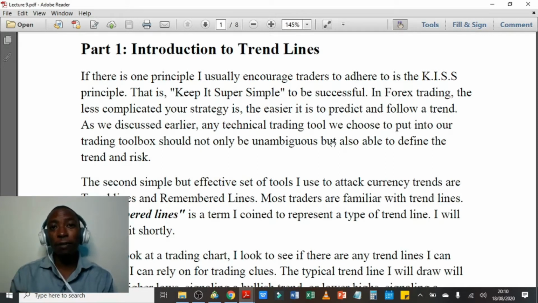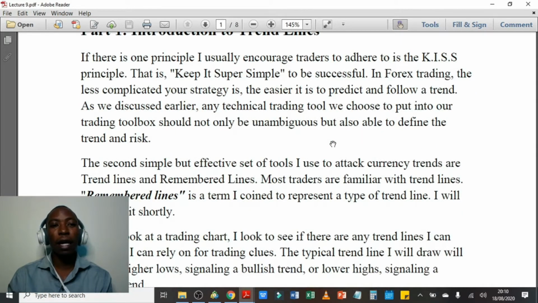In the LifeVersity Forex trading course, I simply introduce you to the three most important technical trading tools. Those are the moving averages, as we saw in lecture number 8, then in lecture number 9 we are covering trend lines, and lastly in lecture 10 we shall cover Fibonacci. Those are the three most important technical trading tools that are: 1, unambiguous; 2, they predict the direction of the trend; and 3, they help you to define the risk. And the second simple but effective tool I use, apart from the moving averages, is the trend lines, as I said earlier.